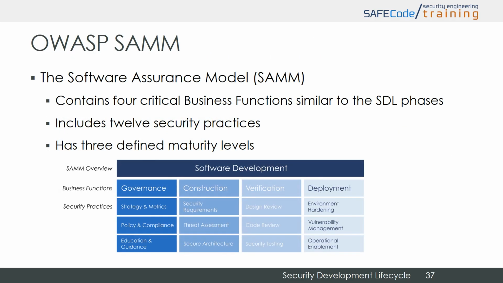OWASP SAMM stands for Software Assurance Maturity Model as maintained by the Open Web Application Security Project, OWASP. It is a vendor-independent and open framework based on studies and analyses of the development of software products. It is a maturity model which consists of 3 different maturity levels. The SDL is separated into 4 business functions. Each of these functions have 3 security activities that group together similar strategies and activities. The higher the maturity level is, the more things obviously have to be done.